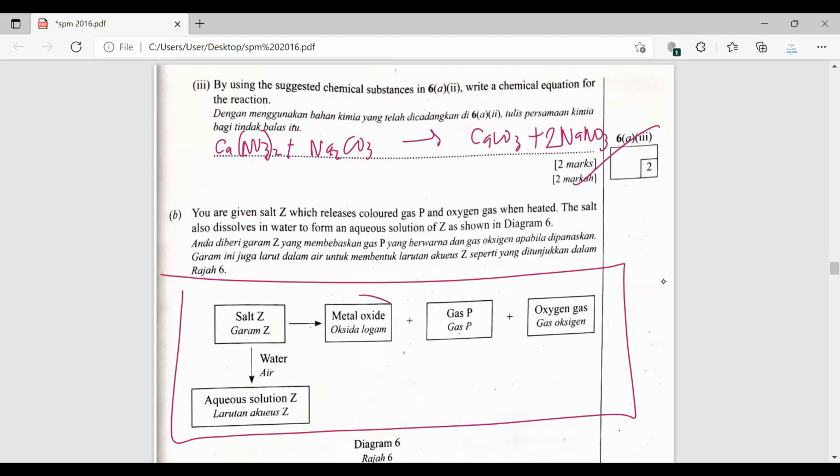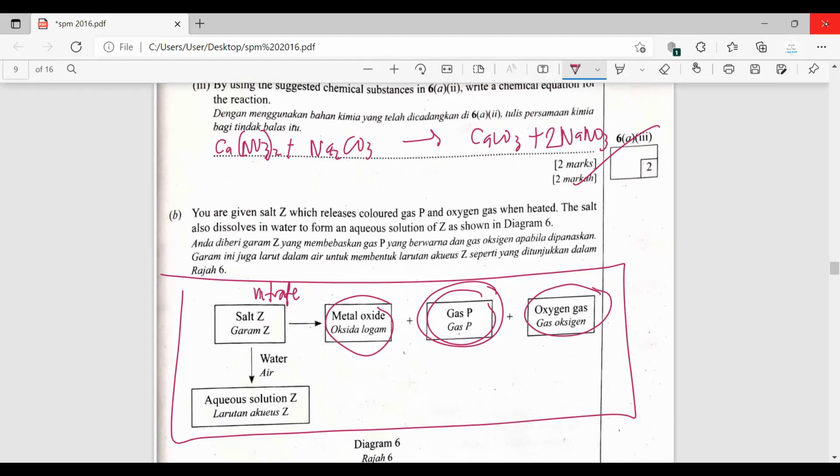Now, any salt that gives me 3 products must contain what? The anion must be what? Nitrate. Very good. Everyone, make a note by the side there: if any salt produces 3 products, it must be a nitrate. If it gives me 2 products, it must be a carbonate. So what do you think my gas P should be? If I have nitrate, I'm releasing oxygen gas. What is my other gas here?